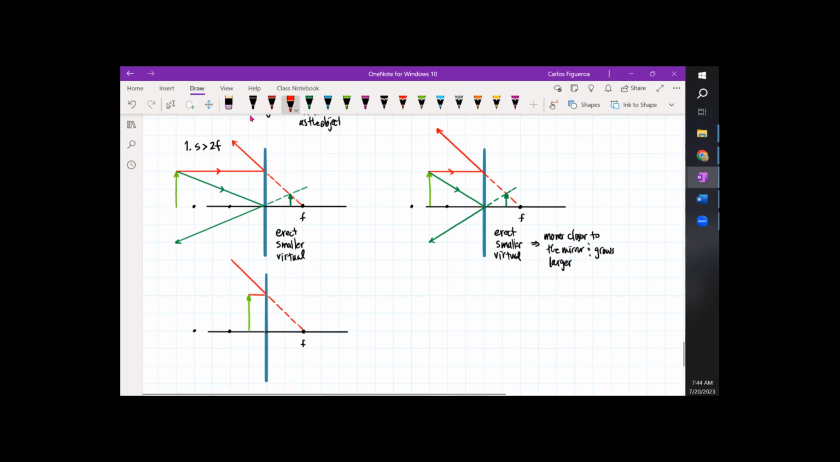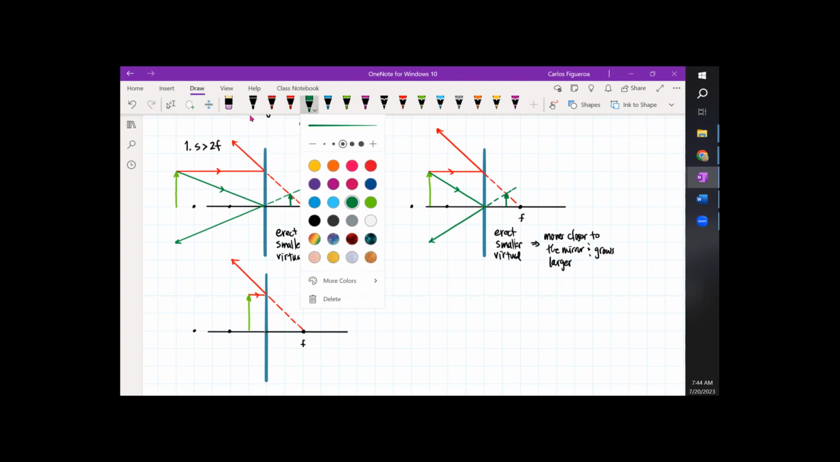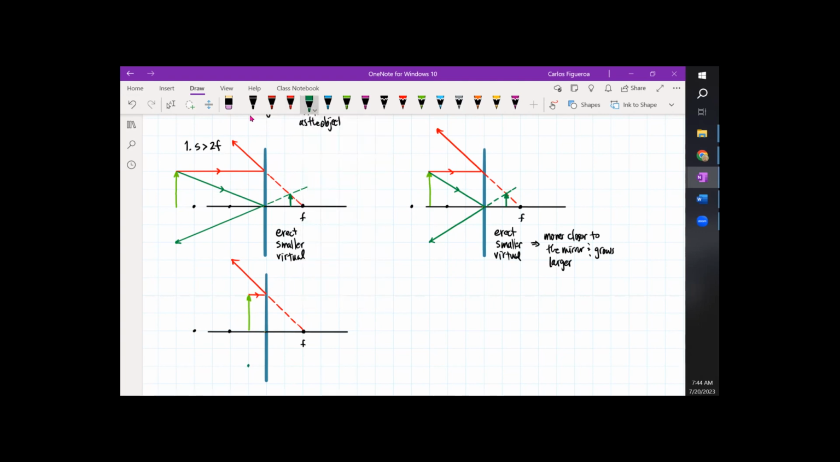Gonna look like this here. Now I need my reflected point right here. So then drawing this out.